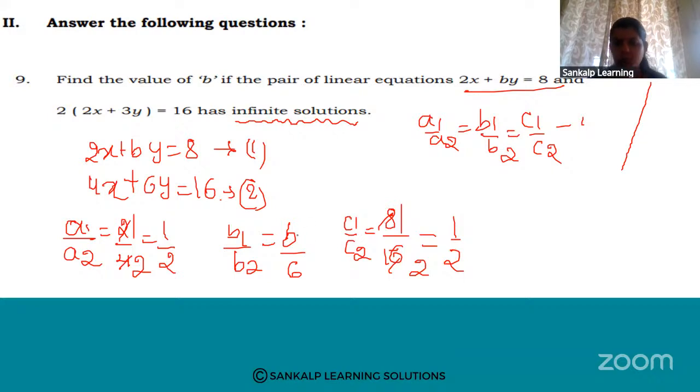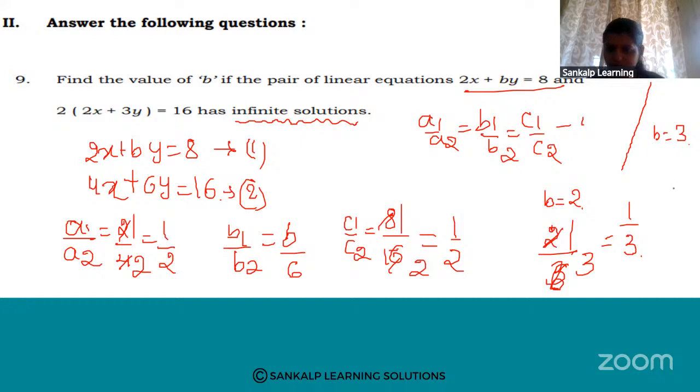So put such a value that you should get b1 divided by b2 is equal to 1 divided by 2. Which value do I have to put here? If I substitute b is equal to 2, then b divided by 6 is 2 divided by 6. 2 ones are, 2 threes are, right? Then I will have 1 divided by 3. When I substitute b is equal to 3, then what will you get? 3 divided by 6, that is 3 ones are, 3 twos are.